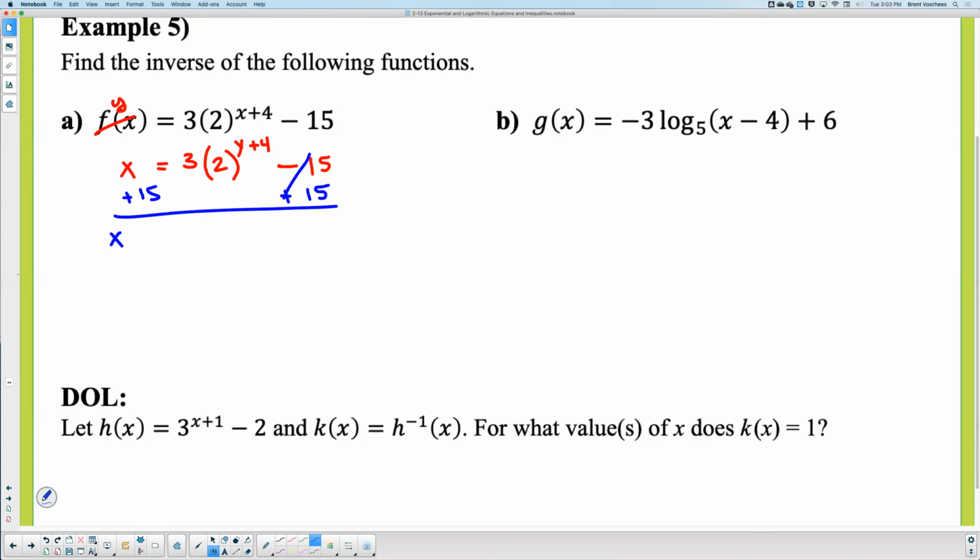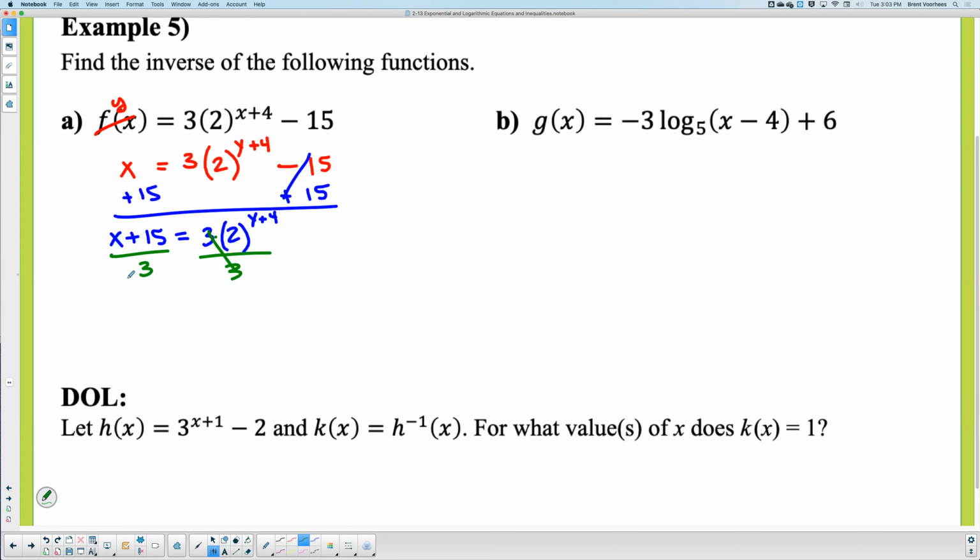Okay, so I'm left with x plus 15 equals 3 times 2 to the power of y plus 4, sorry. And here, to isolate this 2, I can't multiply this 3 times 2 because the 2 has a power. That would be breaking PEMDAS. The 2 has to be raised to the power before it can be multiplied by 3. So the other thing I could do is the opposite of multiplying by 3, which is dividing by 3. So I'll divide both sides by 3.